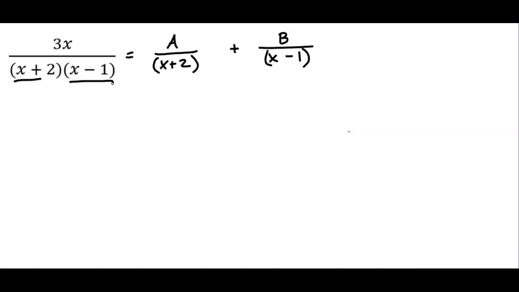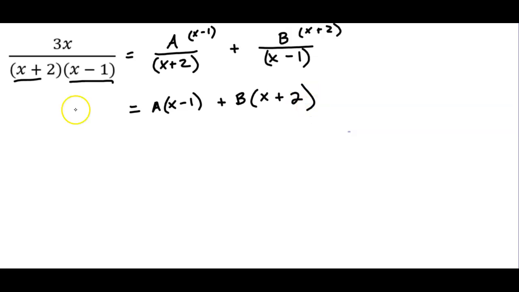All right, so now we continue. We want to get a common denominator. That means multiplying up here by x minus 1 and multiplying over here by x plus 2. Now we know the denominator is what it's supposed to be, so I'm not going to write the denominator on this next step. What I am going to do is write this out: A times (x minus 1) plus B times (x plus 2). That has to equal the numerator that we started with, 3x.